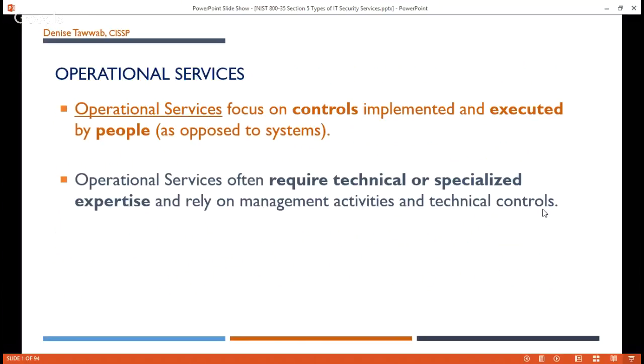Then you have your operational services. Operational services focus on your controls that are implemented and executed by people as opposed to systems. Your operational services often require technical or specialized expertise and rely on management activities and technical controls. And you'll begin to see what that means when we go into looking at operational services.